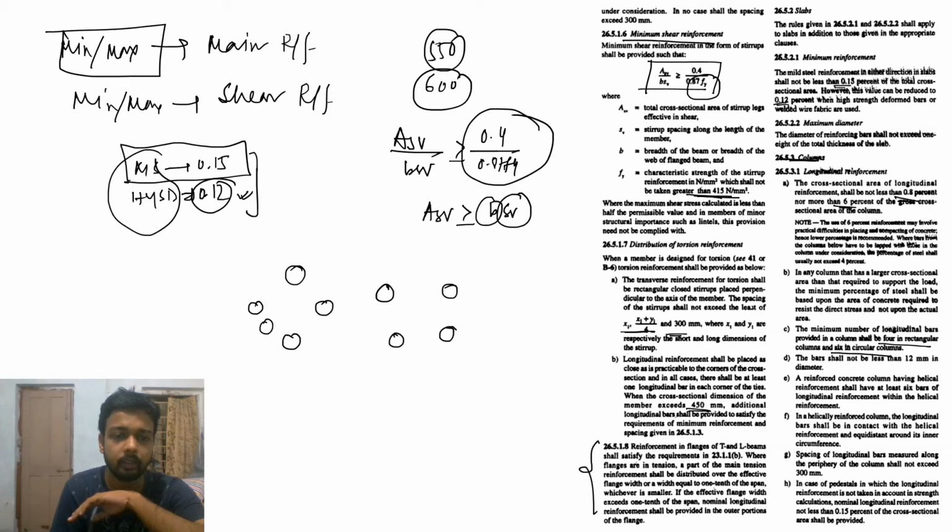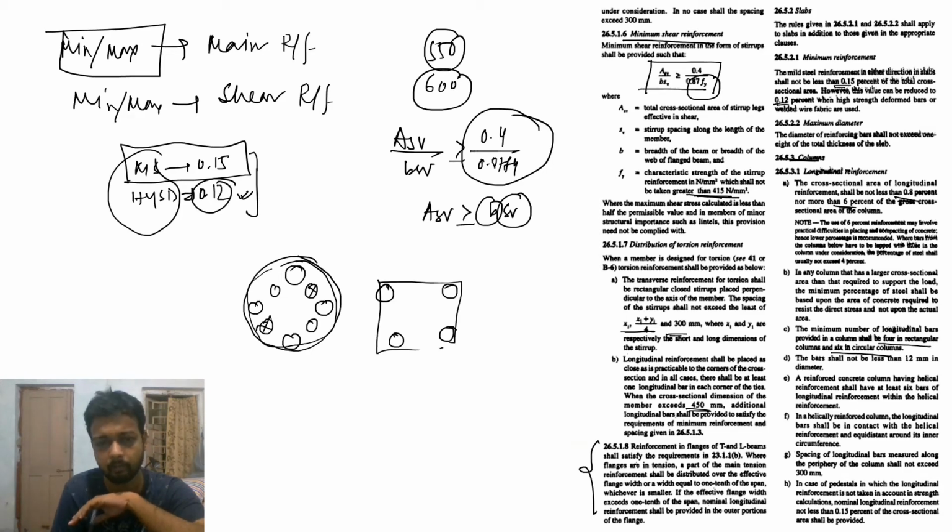Either you place it here, or otherwise you may provide it here. In this way you will do the circular. This is for your rectangular or square, as you wish. A reinforced concrete column having helical reinforcement shall have at least 6 bars of longitudinal reinforcement. So if you provide the helical reinforcement instead of the ring, then minimum 6 bars.